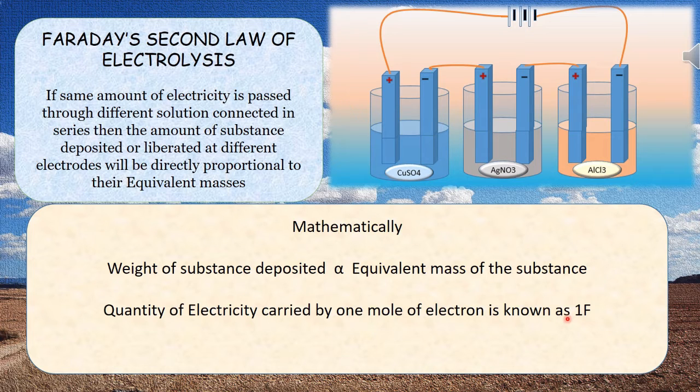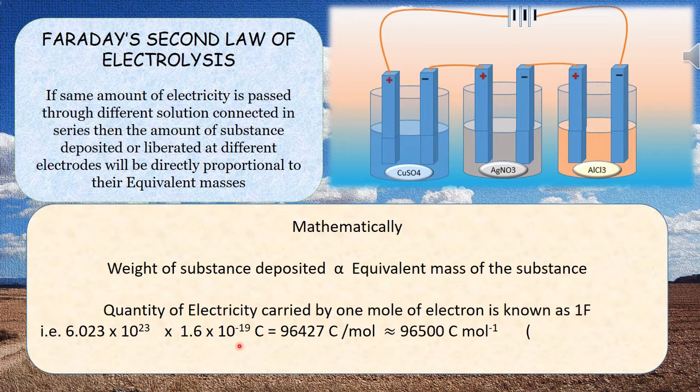The quantity of electricity carried by 1 mole of electrons is known as a Faraday. So, the value of a Faraday can be calculated by multiplying 6.023 into 10 raised to 23 with the charge of an electron, which comes to about 96500 coulombs.